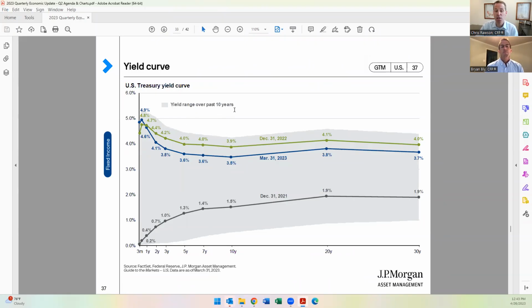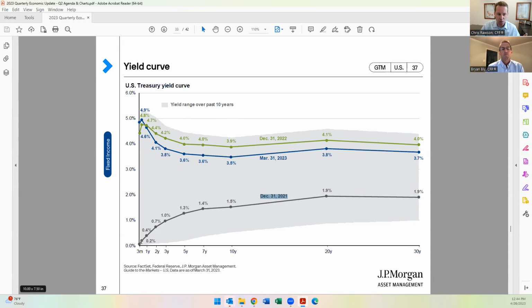Okay, let's talk a little bit about bonds. So interest rates have been rising. We've been experiencing this over the last year. This graph here is from December of 2021. This is called a yield curve. And so when you look on the bottom, you have the years.